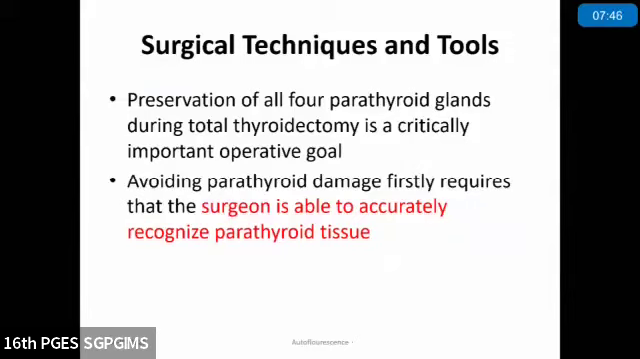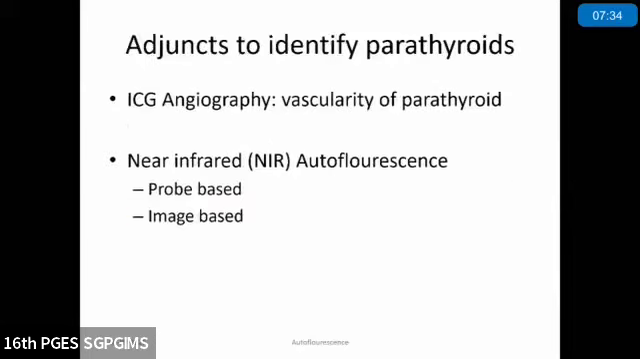And not only preserve the parathyroids, it's also important that we preserve the parathyroid glands with an intact vascular supply. Just anatomical preservation perhaps is not going to help. We need to have a good perfused parathyroid. The two commonly used techniques for identifying and preserving the parathyroids have been ICG angiography and recently the near-infrared autofluorescence.